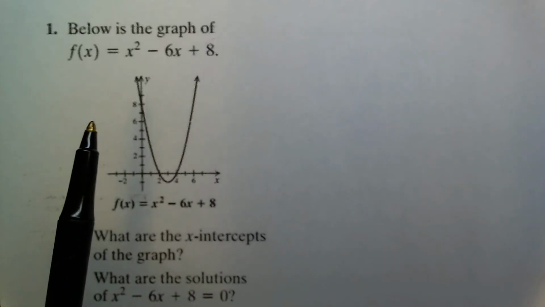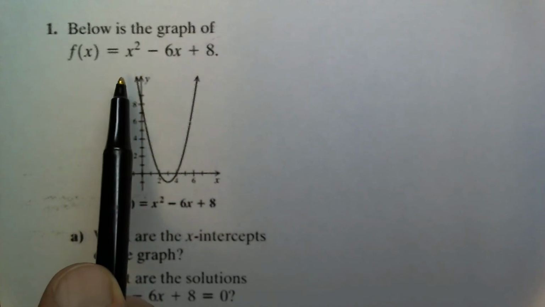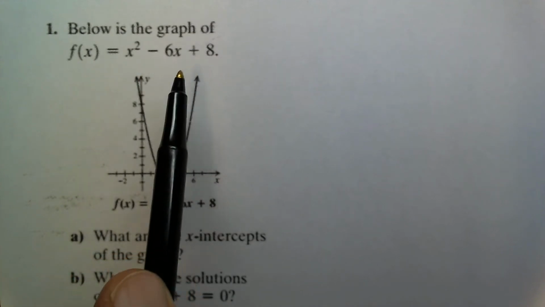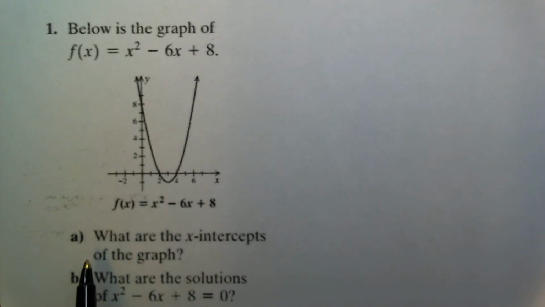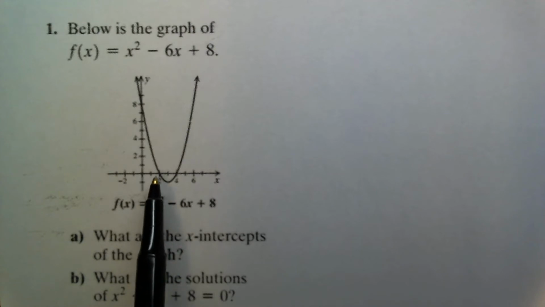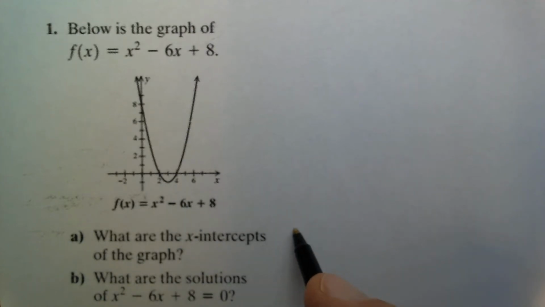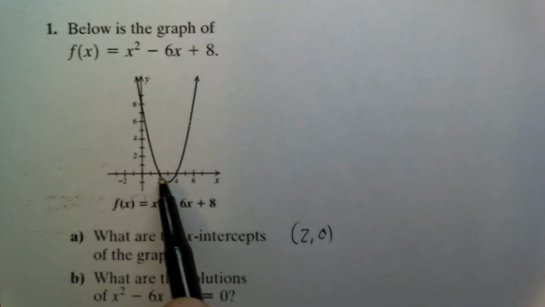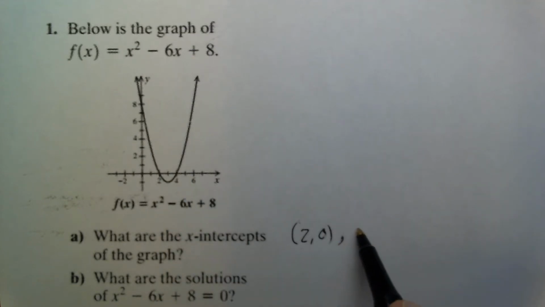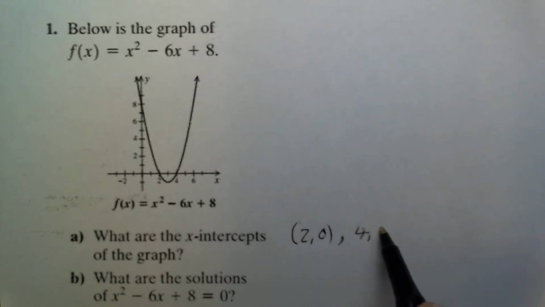Let's look at exercise number 1. Below is a graph of f of x equals x squared minus 6x plus 8. And part A asks, what are the x-intercepts of the graph? Well, by inspection we see that the x-intercepts are (2, 0), that would be this intercept, and then the other one is (4, 0).